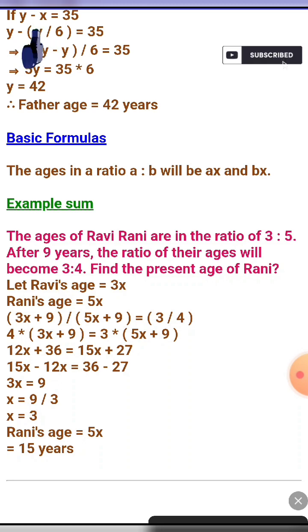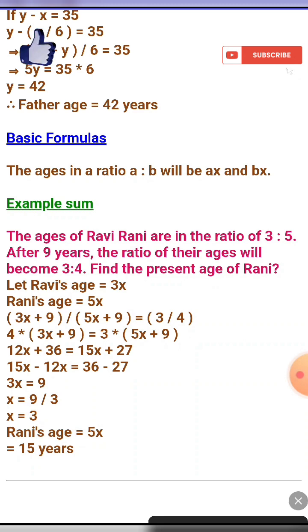Now what do I want to say? The ages of Ravi and Rani are in the ratio 3 by 5. After 9 years, the ratio of their ages will become 3:4. The current ratio is 3/5, and after 9 years it will become 3/4. Find the present age of Rani.